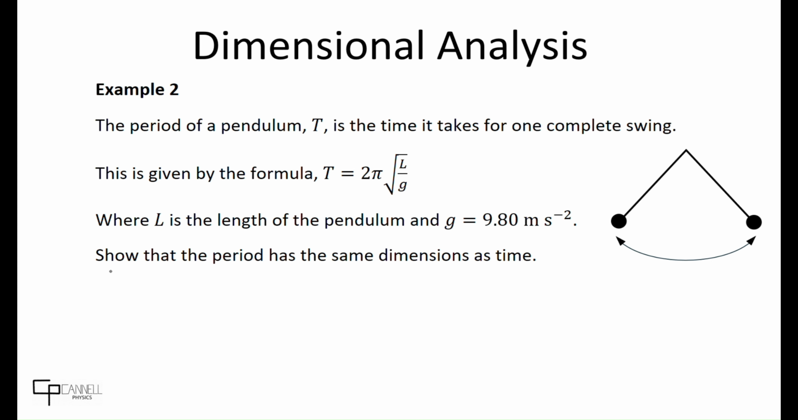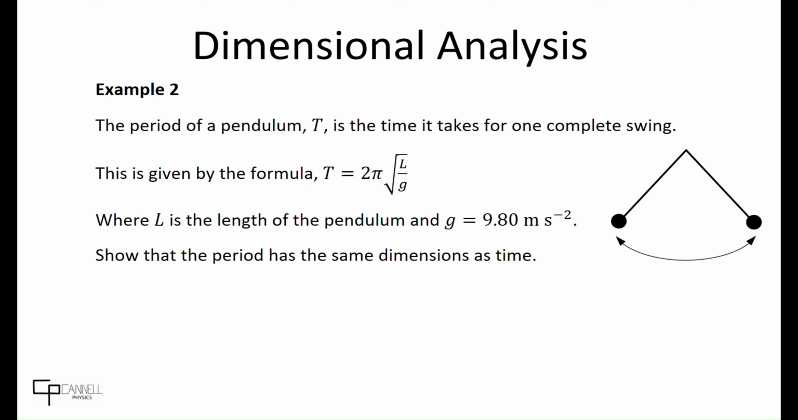So the question is asking to show that the period has the same dimensions as time. And we should expect this because the question is saying that the period of a pendulum is simply the time it takes for one complete swing of the pendulum. So we'd expect period to be measured in seconds. So we'd expect the dimensions of period to be capital T. And I'm not referring to this capital T, the symbol for the period. It's just coincidentally the same symbol. I'm talking about the capital T from the previous pages, the dimension for time.